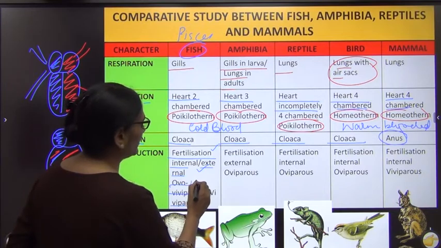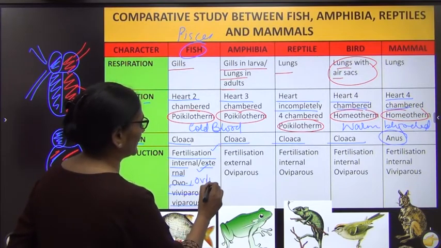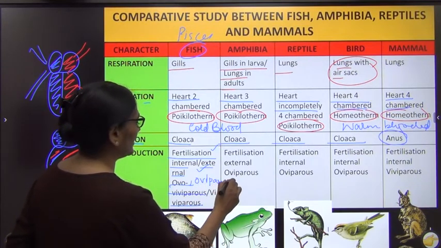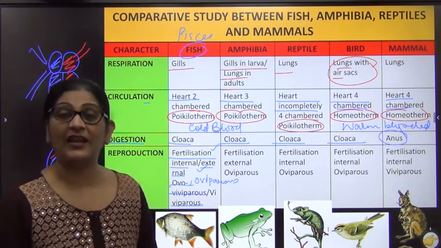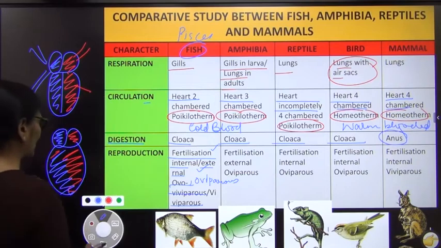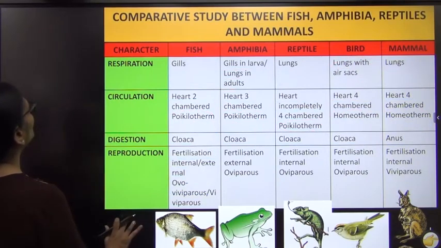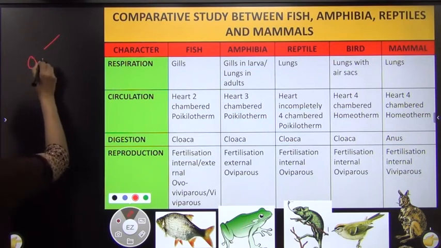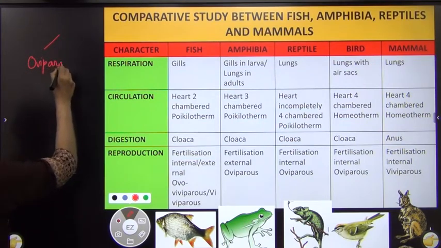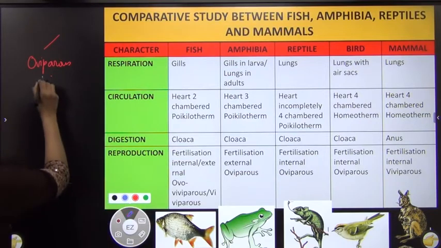And they may also be oviparous. I missed oviparous here. Now what is oviparous? Those animals which lay eggs. They are called oviparous. Just let us see it once again. Those animals which lay eggs. We told you these two words. Oviparous are egg laying animals. They lay eggs.